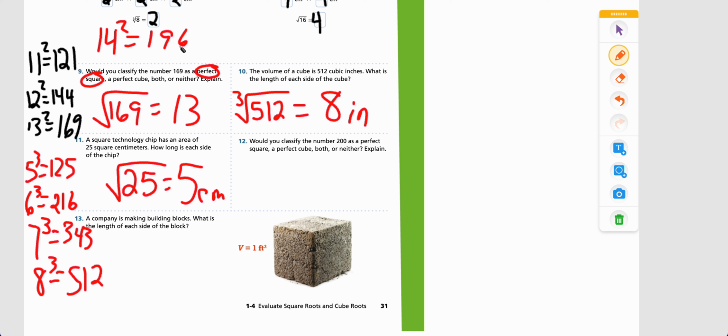All right, so this one is neither, and we can define that as saying 14 squared is 196, and 15 squared is 225. And then we could say 5 cubed is 125, and 6 cubed is 216. So it's in between those two sets of squares and cubes.